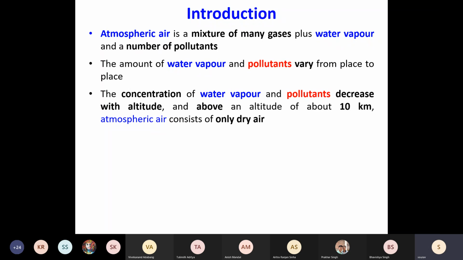So if you look at atmospheric air, what is the composition of atmospheric air? Does anyone know? Which is the most prominent gas? Nitrogen. Nitrogen. Then oxygen. Okay. Then the third gas. Carbon dioxide. Carbon dioxide. Any other? Argon. Yes, argon.